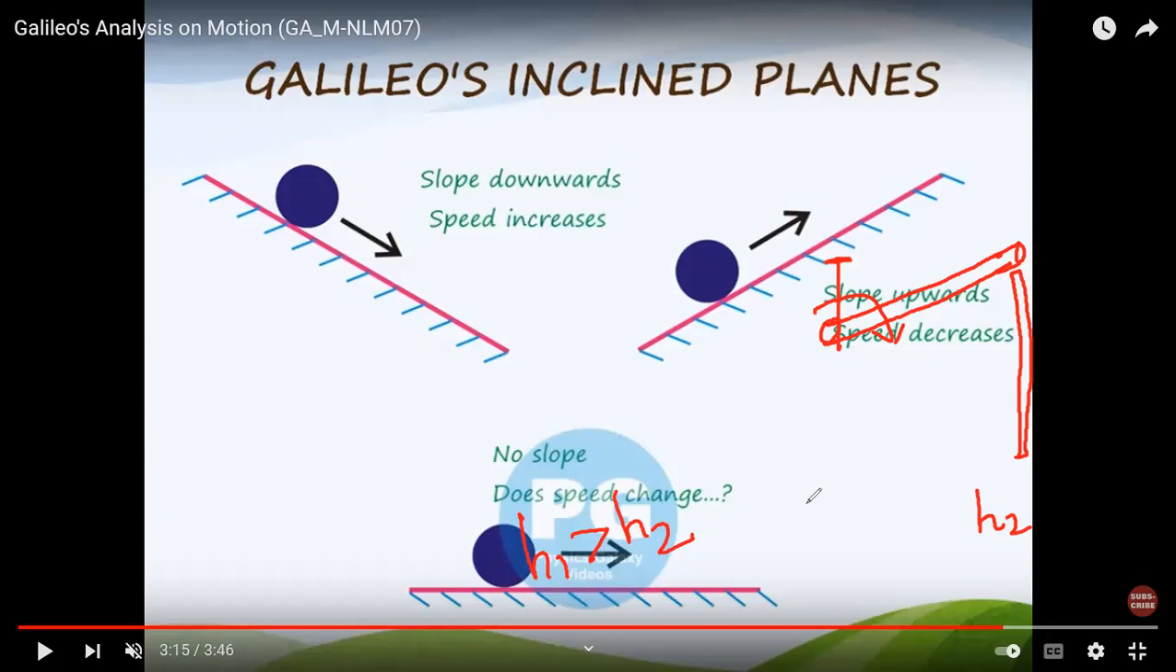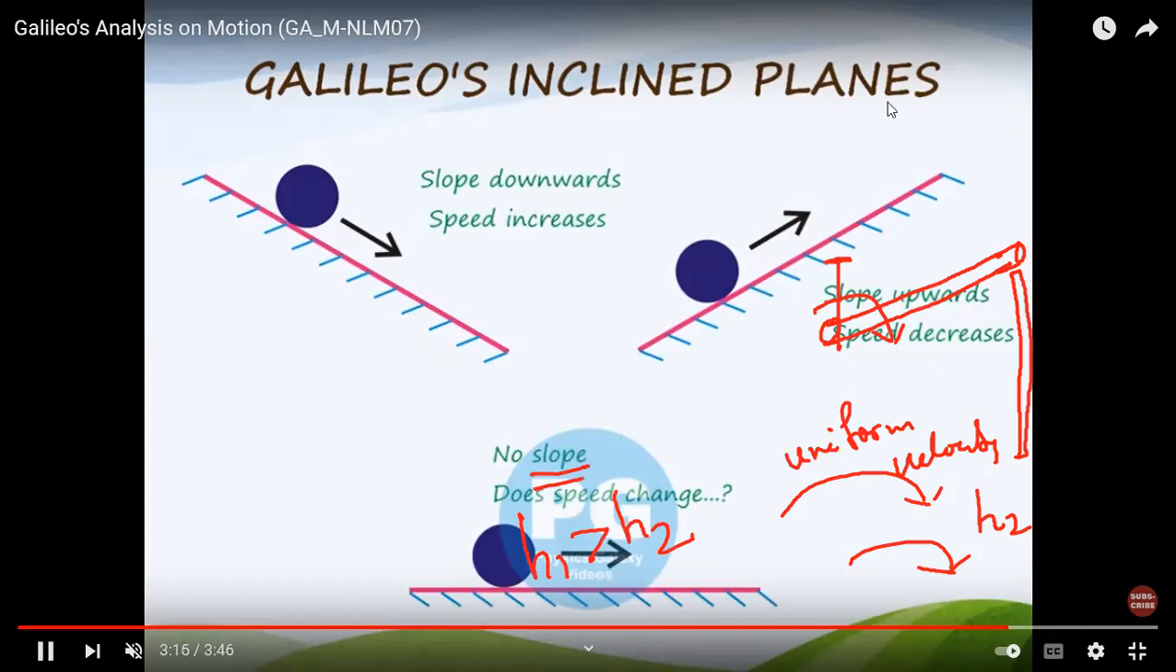If no frictional force is present, the body will keep on moving with a uniform velocity. Yes or no, guys? If there is no frictional force, the body will move with a uniform velocity. But if it is a no slope, will the speed keep on decreasing or increasing? No change in the speed will happen.